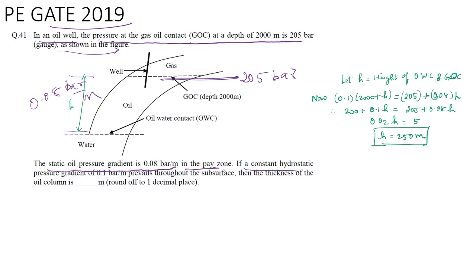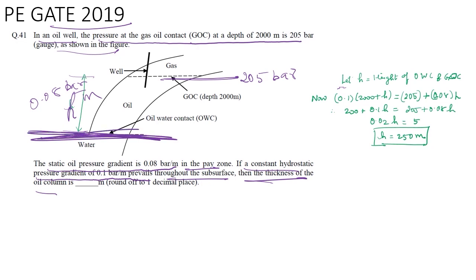If a constant hydrostatic pressure gradient of 0.1 bar per meter prevails throughout the subsurface, then the thickness of the oil column, again a very simple numerical. Let's look at the solution. Let me consider the height of the column as H.